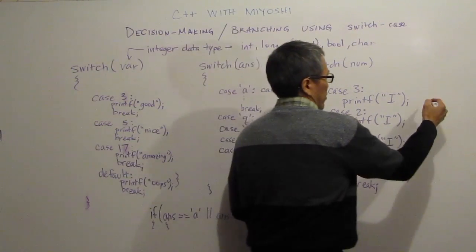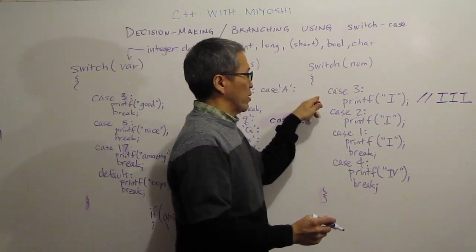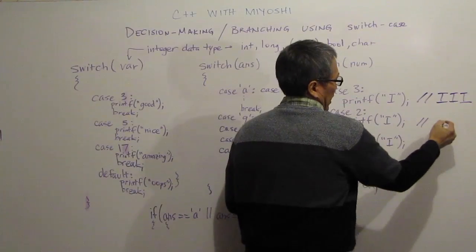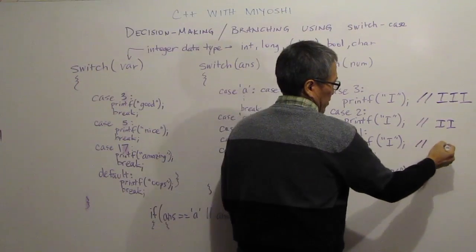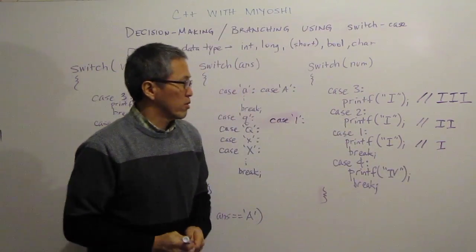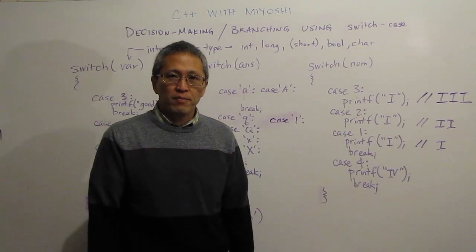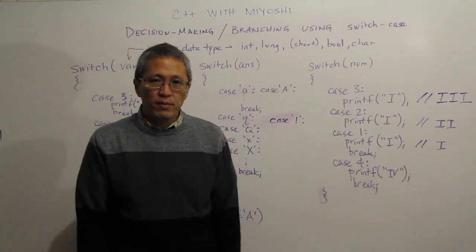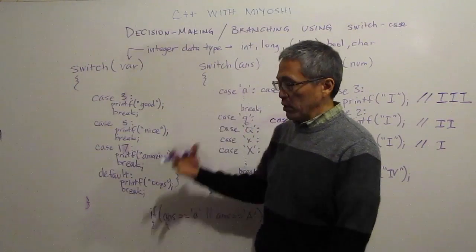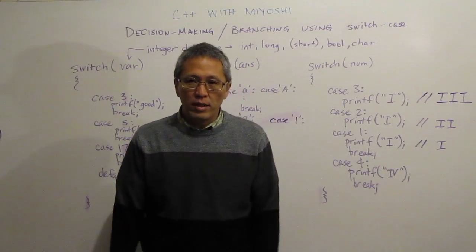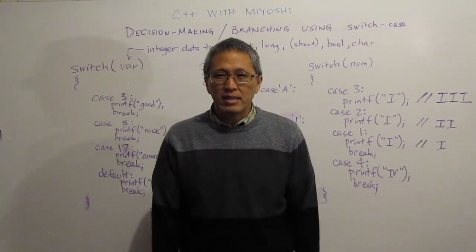So the output of the 3 I's, or the Roman numeral 3, will be that guy. The output for 2 will be 2 I's. And of course, the output for a single 1 would be a single I for my Roman numerals. So this little cascading effect is really nice, and it's a beautiful thing about switch in C++. So again, you can do most of these things except for this one with ifs, but it's another way to branch using switch case in C++.